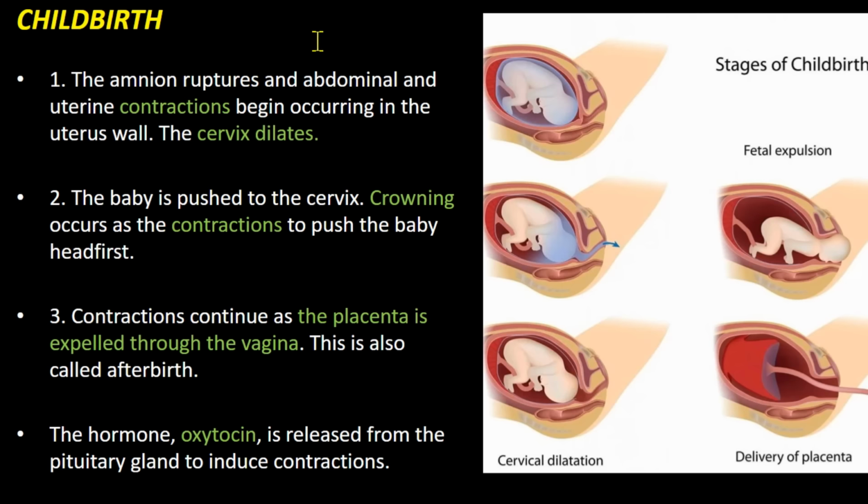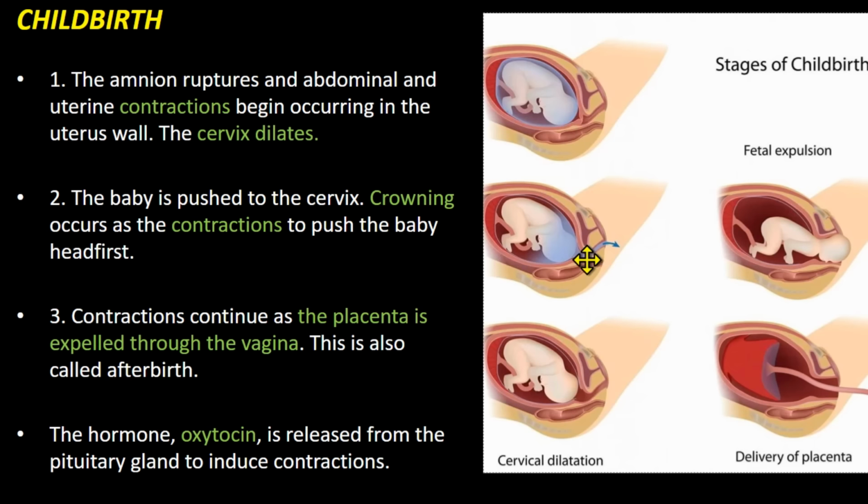So during childbirth, what's going to happen here is that the amniotic sac is going to rupture, and abdominal and uterine contractions are going to begin occurring in the uterus wall. What actually initiates those contractions here is a hormone called oxytocin, and more of that hormone is produced during labor. So then the baby is pushed out through the cervix.